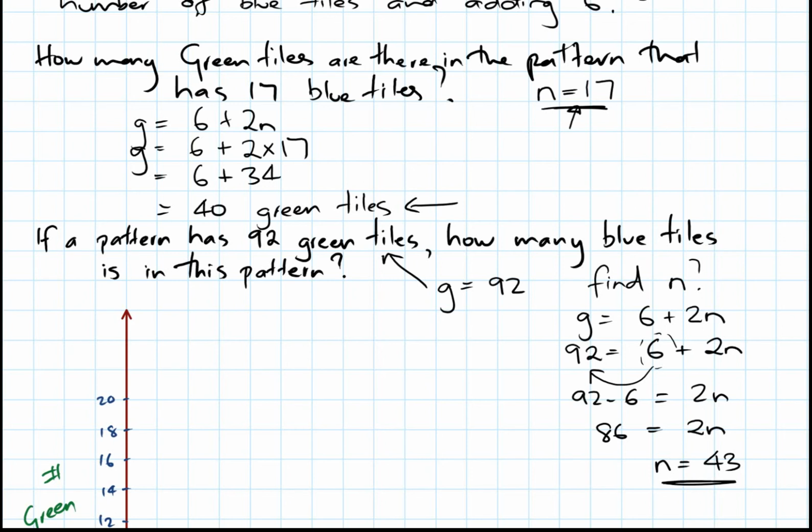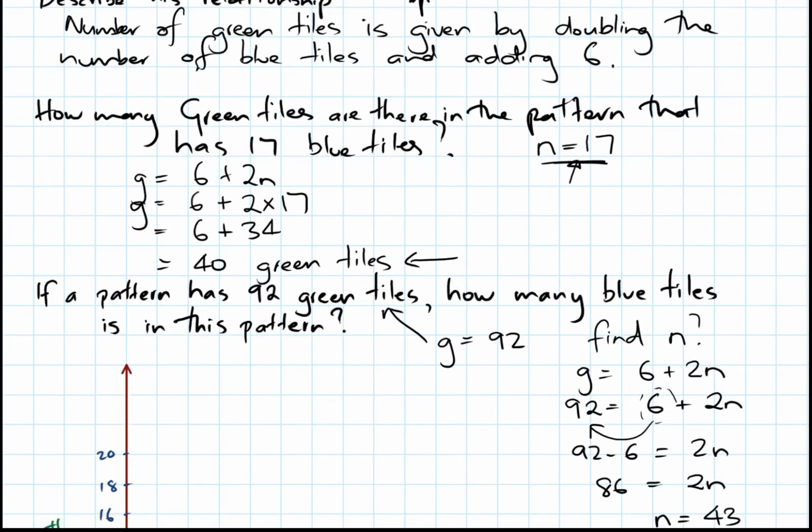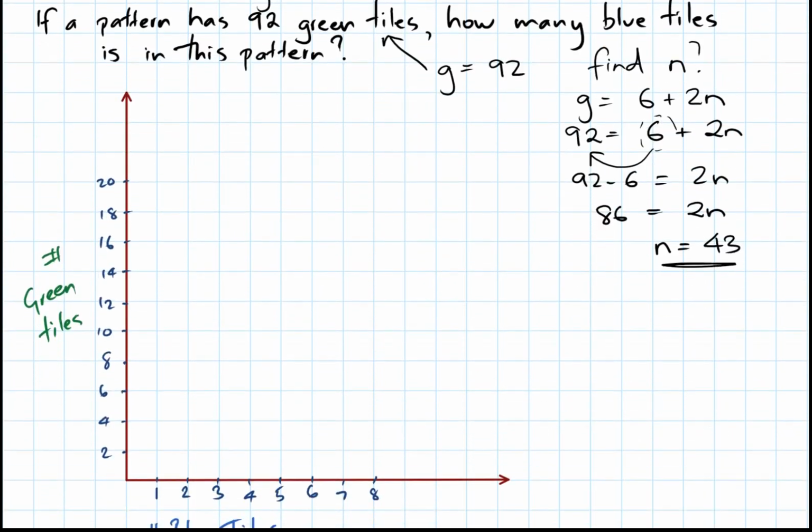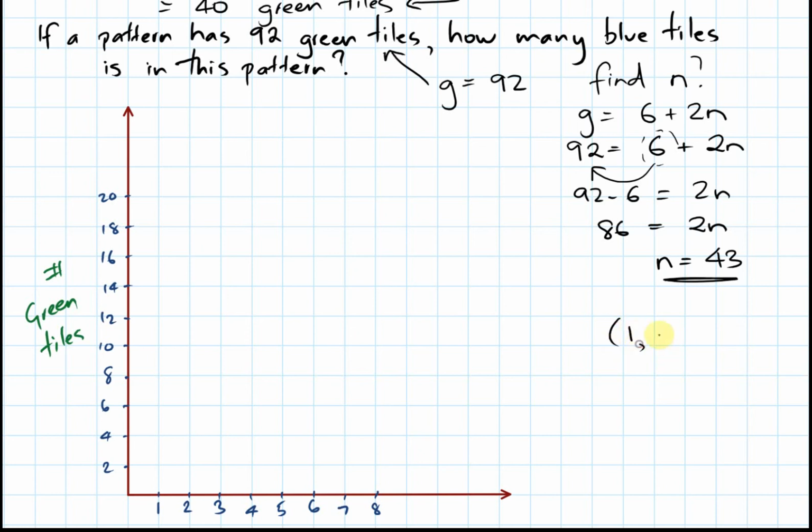The last part of this concept to do with patterns is being able to graph this relationship. If we go back to our original table, one blue tile gives 8 green tiles, 2 blue tiles give 10 green tiles. So I'm going to jot down some coordinates. In the first pattern, one blue tile, 8 green tiles. In the second pattern, 2 blue tiles and 10 green tiles. In the third pattern, 3 blue tiles and 12 green tiles. These are the actual points that we can graph. 4 and 14. 5 blue tiles, 16 green tiles.